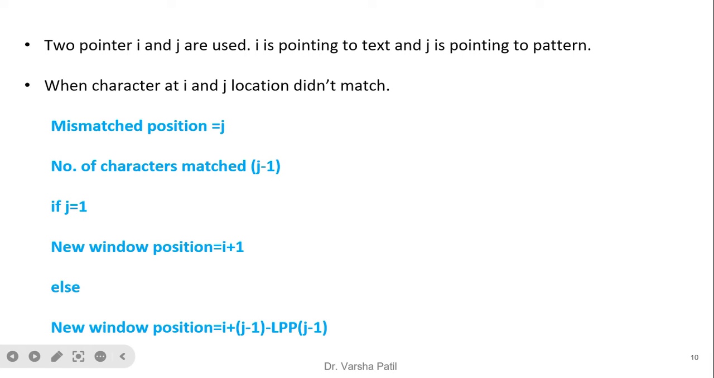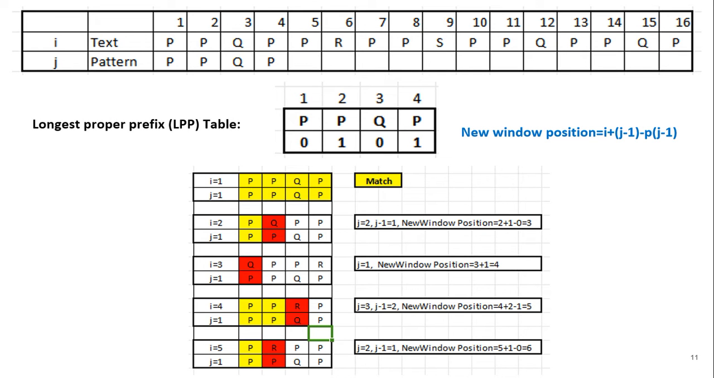So this is the KMP algorithm. Now we will see with an example. The given text is there. For simplicity we are starting the index with 1 and the pattern is PPQP. So first we require to make the LPP table. The LPP table is 0 1 0 1. Now our I is 1 and J is 1. Now the first character matches, both increment, match, both increment, both increment. So here the match occurs. So this is the first match.